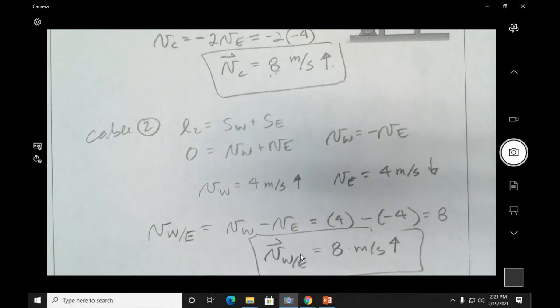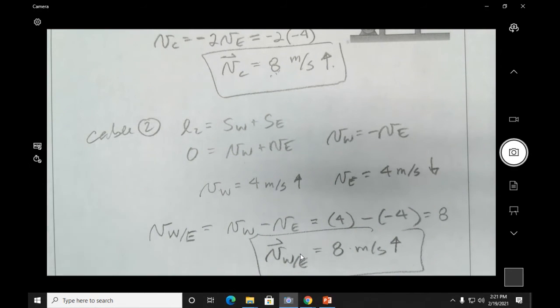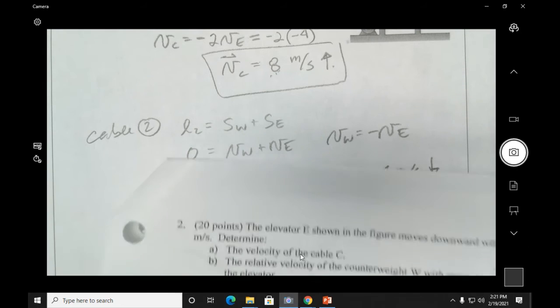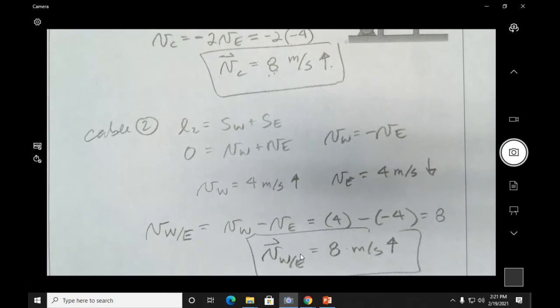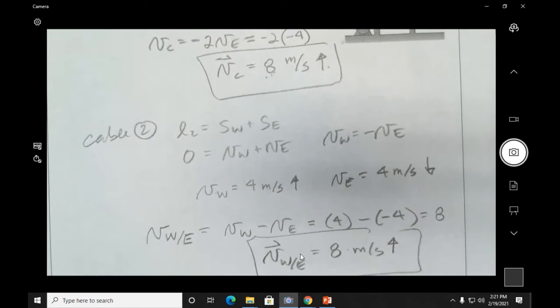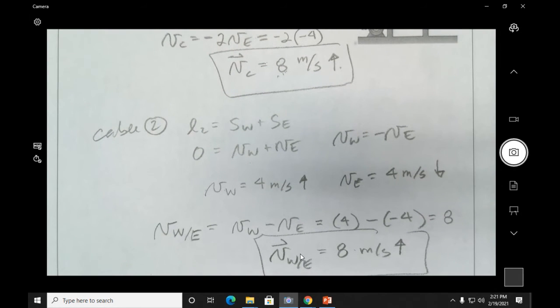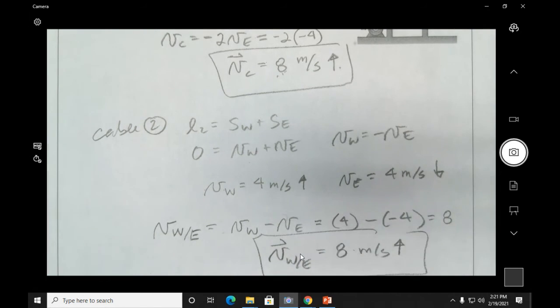This on one level is maybe a little too easy of a problem. I don't know. Notice that the original, you don't even see it there, this was a 20-point problem. So there were probably much harder problems on there. We haven't really done, well, this is sort of a quasi-relative motion problem.